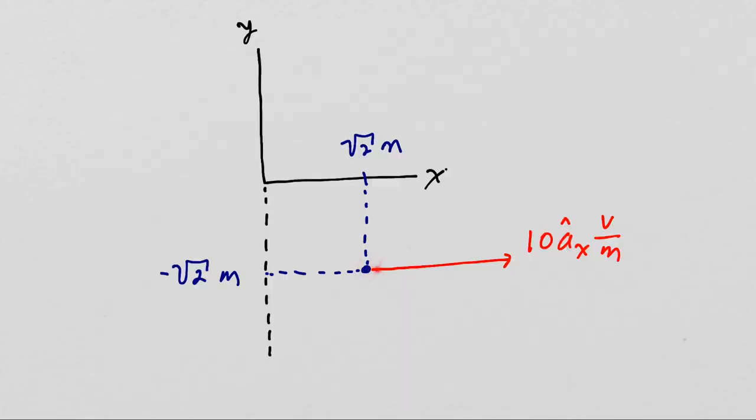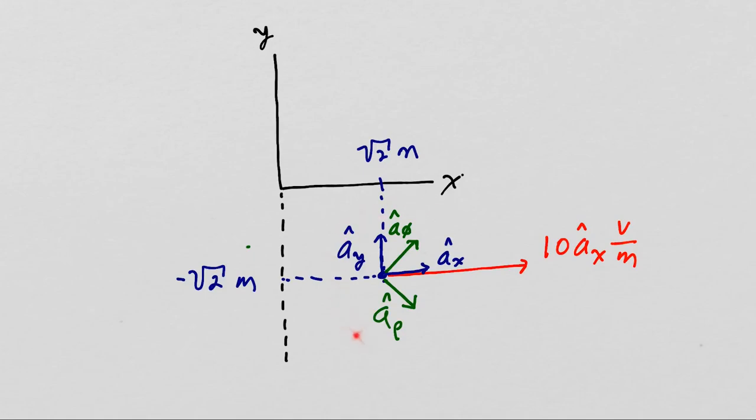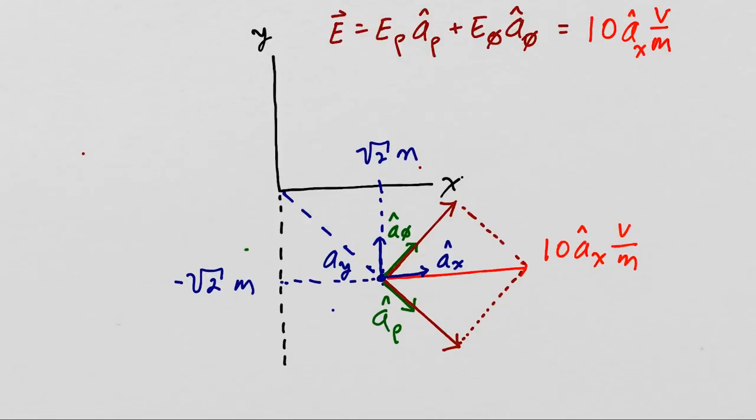So at this point, here's our electric field intensity of 10 volts per meter in the x direction. Here are our unit vectors. This one is the unit vector in the rho direction, pointing to increasing values of rho, and this one is the unit vector in the phi direction, pointing to increasing values of phi. Our electric field intensity at this point is going to have a component in the rho direction and a component in the phi direction. So we have to find the rho and the phi components.